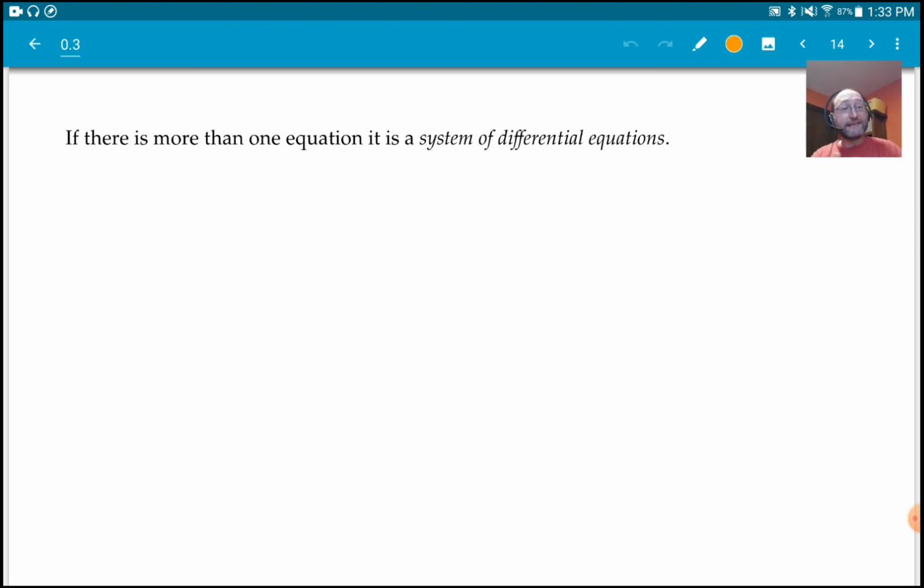All right, now there could also be more than one differential equation modeling whatever it is that we're trying to work with, whatever real world problem we're trying to solve. So then we say it's a system of differential equations. So let's see some examples.